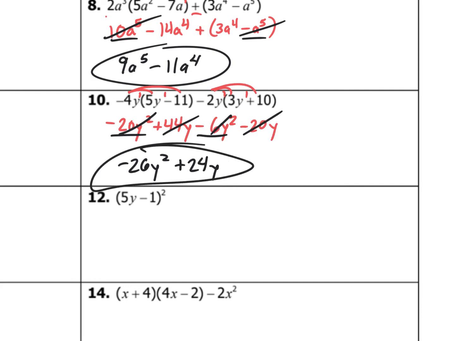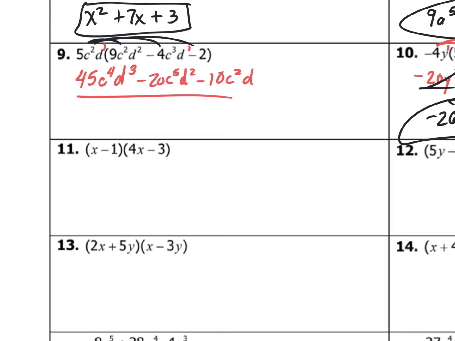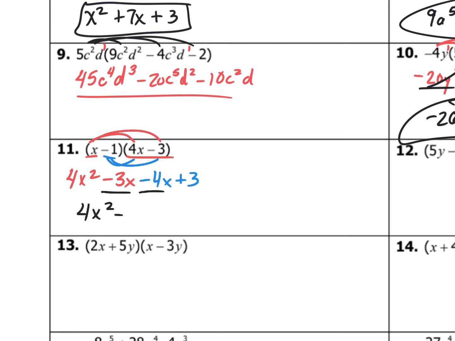Okay. Number 11, this is what we did yesterday. So x times x, 4x is 4x squared. Remember, we're just distributing the first term to everything in the second binomial, and then we're going to do the same thing with the second term. So x times negative 3 is negative 3x. Now the negative 1, that's negative 4x, and that's positive 3. So negative 3 minus 4 is negative 7x. Remember, those inside terms will always combine.